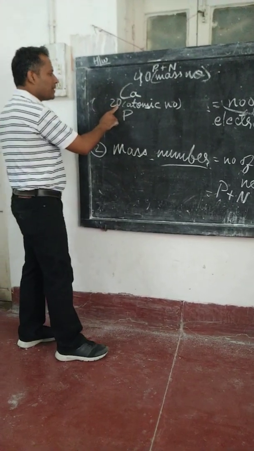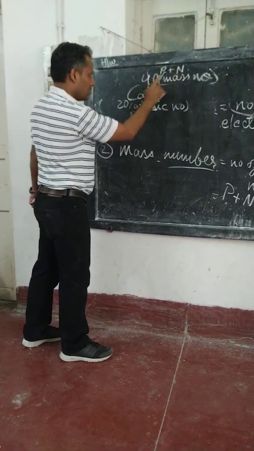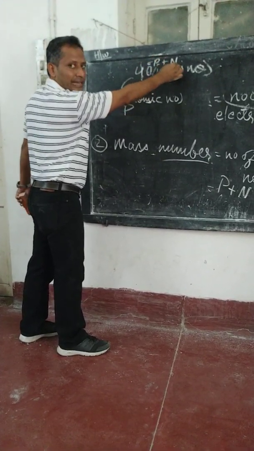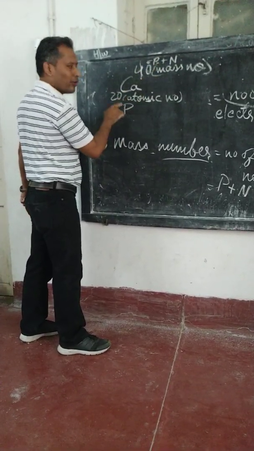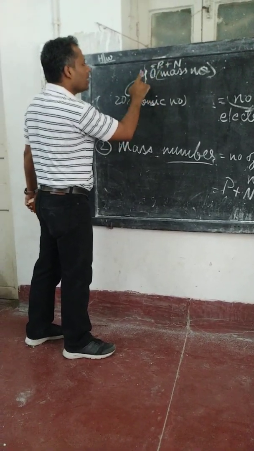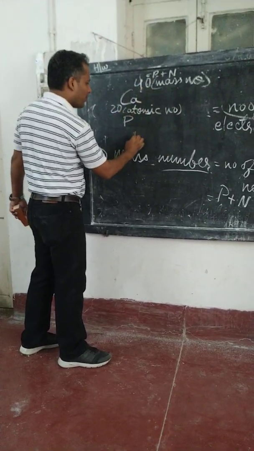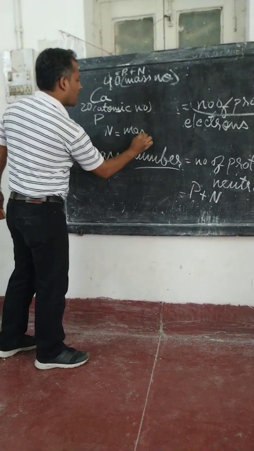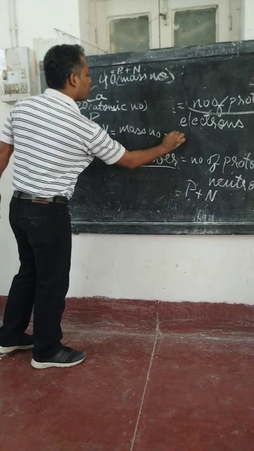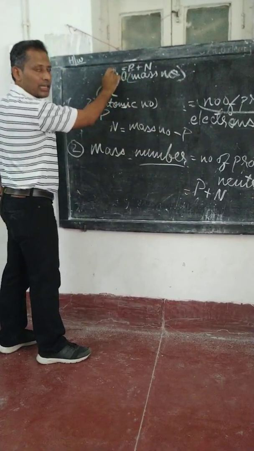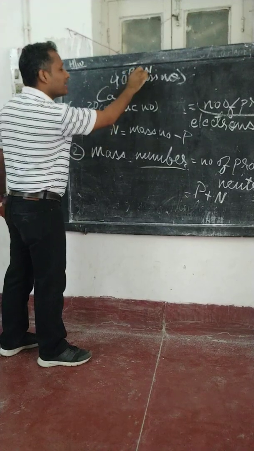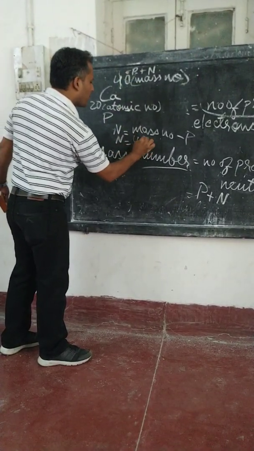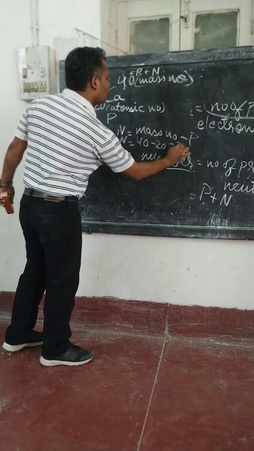Out of that, P is 20, so what will be N? 40 equals P plus N. Now, P is already given, 20, atomic number 20. So what will be N? N will be mass number minus proton. From the mass number, that is 40, you minus proton, you get neutron. So neutron will be mass number, that is 40 minus 20, equal to 20.